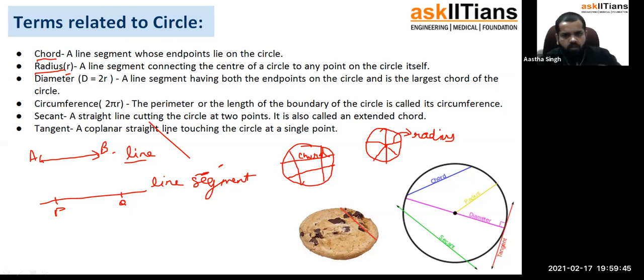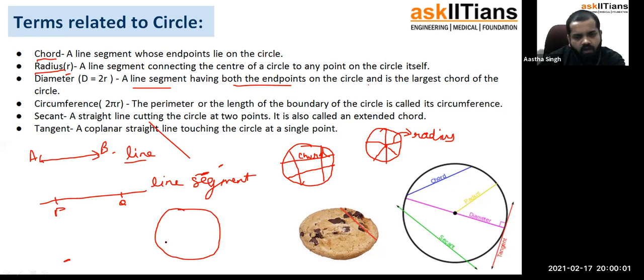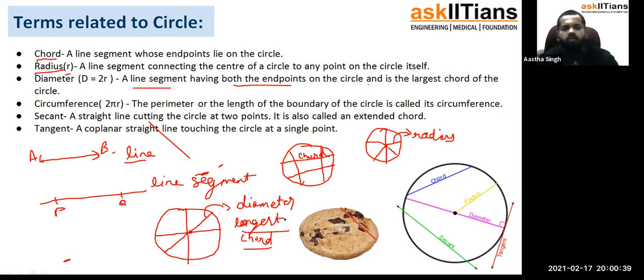Then diameter. So a diameter is a line segment having both the end points on the circle, and it is the largest chord. Okay. So basically, a diameter is a chord which passes through the center. Any chord which passes through the center is known as diameter. Chord is a line segment which has endpoints on its circle. And we could also say that your diameter is your longest chord, right?